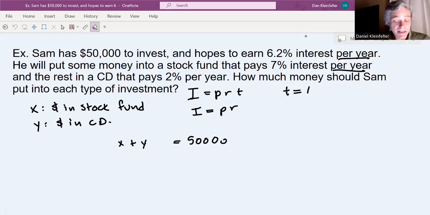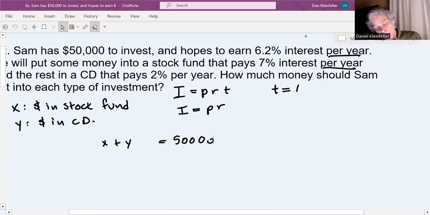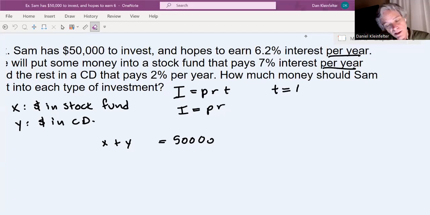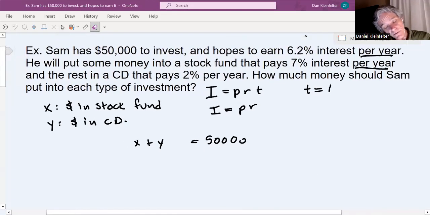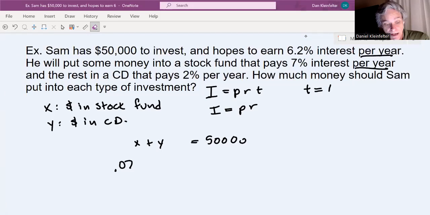Then the next piece has to do with the interest. So interest is going to be principal times rate. Remember, we're doing this per year, so T is 1 for this. So the stock fund pays 7% interest per year. So the amount of money earned in the stock fund is going to be 0.07, that's the rate, times the principal, which is X.